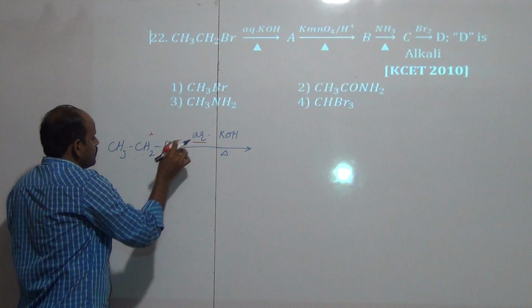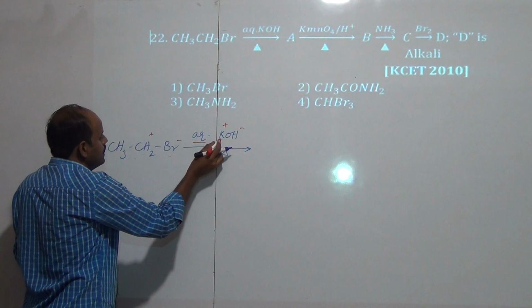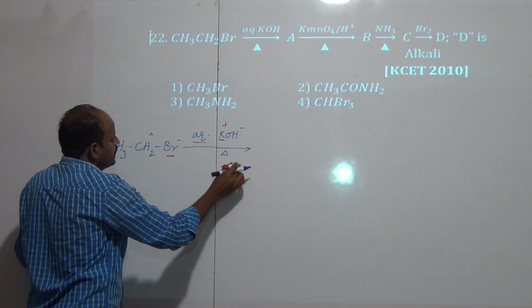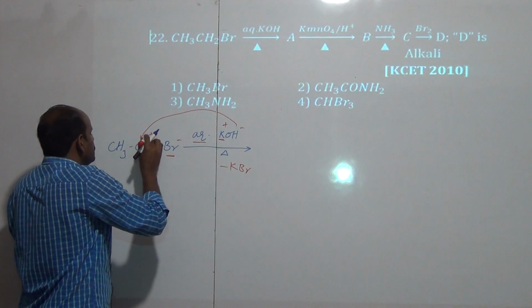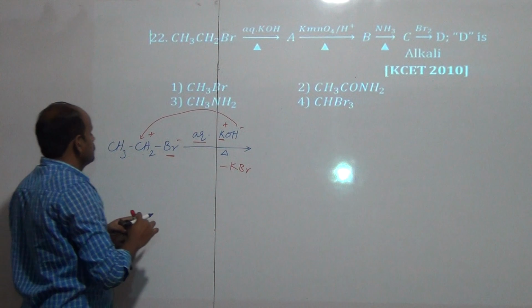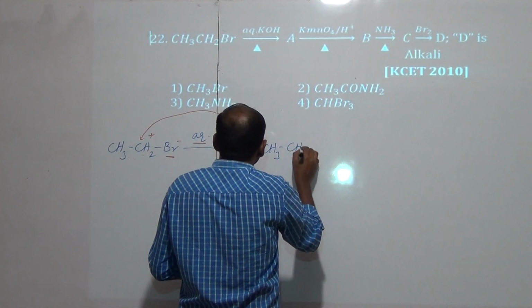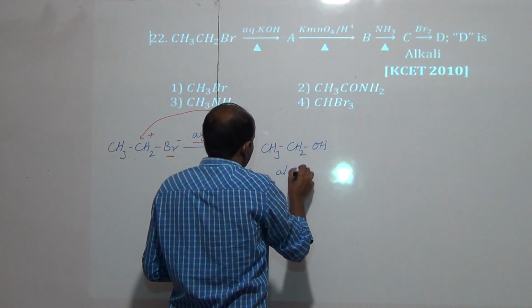Here Br minus, K plus OH minus. The positively charged potassium and negatively charged Br are removed as KBr. Then the OH minus ion attacks the positively charged carbon. Thus we get CH3CH2OH. It is the alcohol.